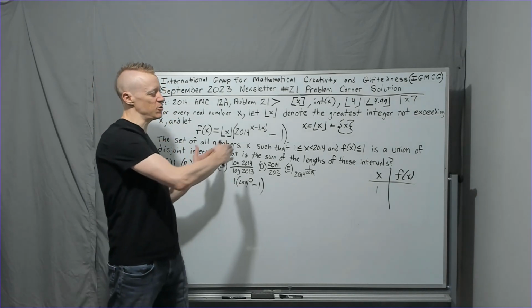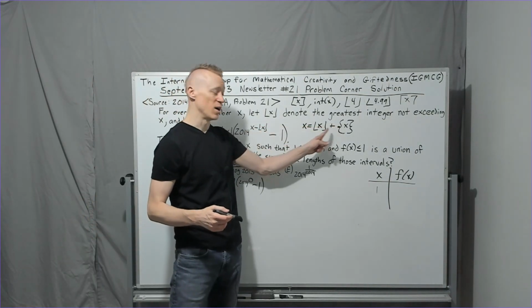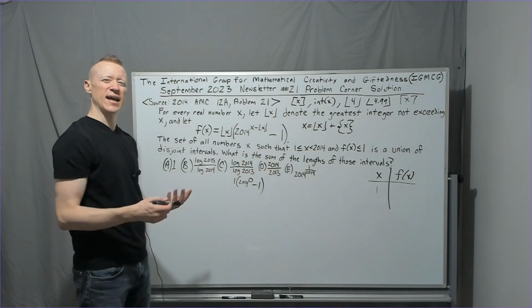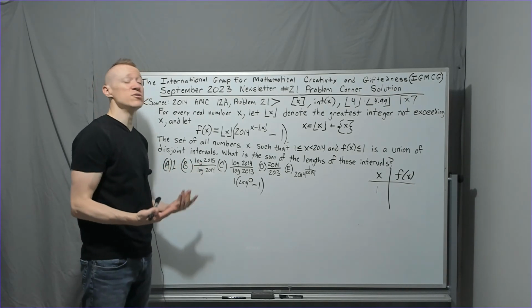Maybe there's a value beyond 1, meaning the fractional part beyond 1, that would still work. And how would we identify that? And so what I like to do is I like to reduce complexity.